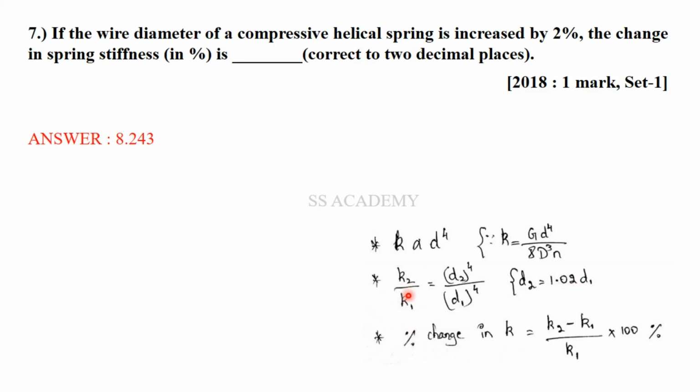So using this ratio, we need to find the percentage change in K, which is given as K2 minus K1 by K1. We know that for a change in a particular value, the changed value minus original value divided by the original value into 100, you will be getting the percentage. So here we have done the same: K2 minus K1 divided by K1 into 100%. Using this ratio, instead of K2, you have to substitute that value into K1 minus K1 by K1. You will be getting a particular value into 100. You will be getting 8.243%.